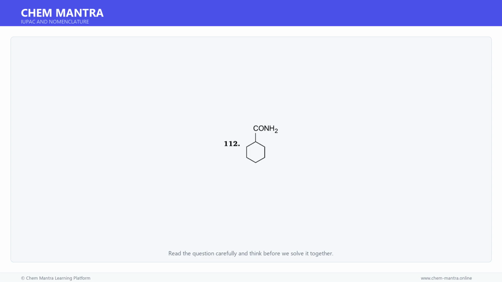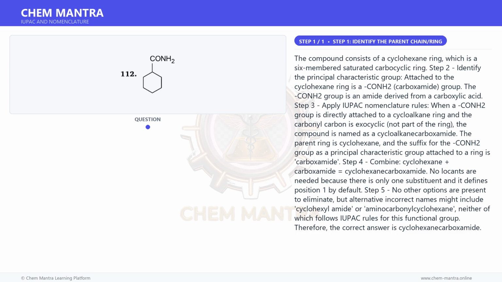Here is a question. Read it carefully and think about the answer. Let us solve it step by step. Let us begin solving this step by step. The compound consists of a cyclohexane ring, which is a 6-membered saturated carbocyclic ring.